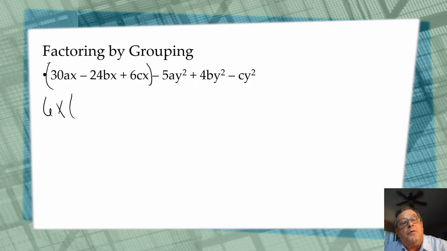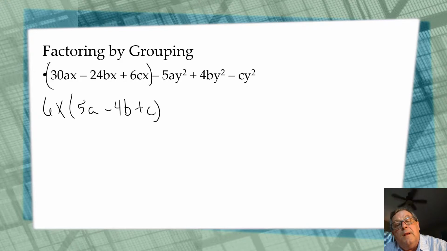Well, 6 will go into 30 5 times. The x's are out, okay. 6 is going to go into negative 24, negative 4 times when we factored out the x. And 6x will go into 6cx, leave me with just c, won't it? All right.